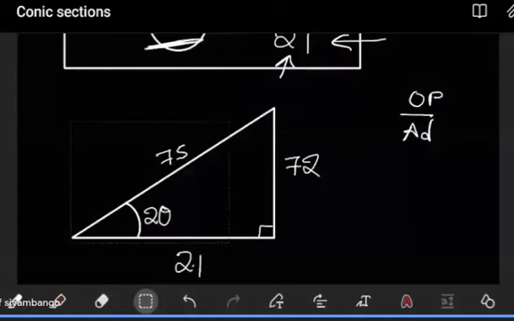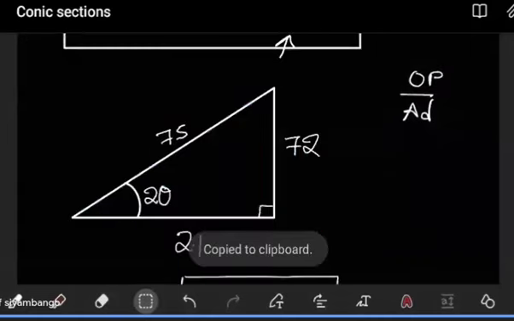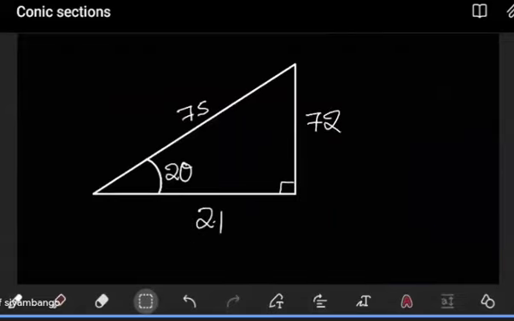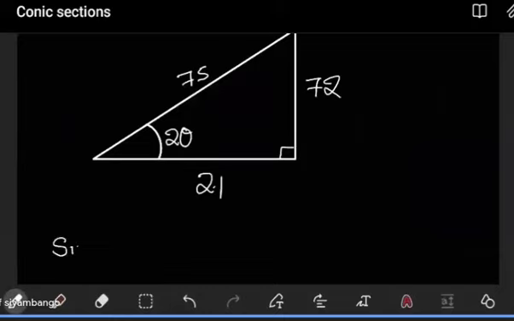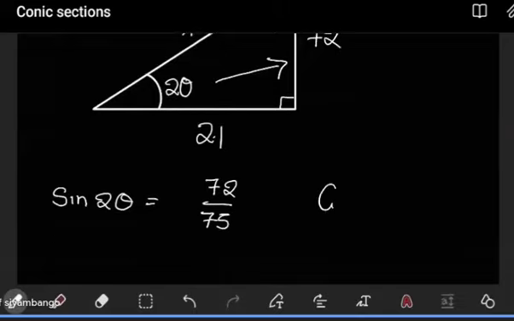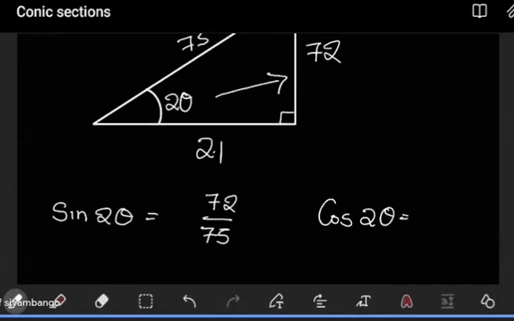Now look at what this allows you to do. If you know the complete triangle where the 2 theta is, now you can figure out what sine 2 theta is. You know that by SOHCAHTOA, sine is opposite over hypotenuse. The opposite is 72. The hypotenuse is 75. In the same way, you also know what cos 2 theta is. Cos 2 theta is the adjacent, which is 21, over the hypotenuse, which is 75.